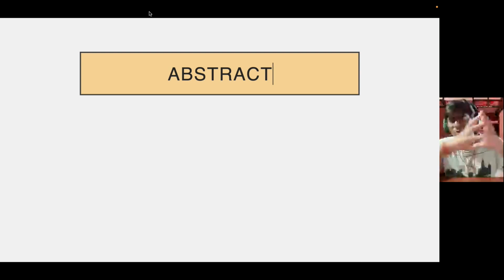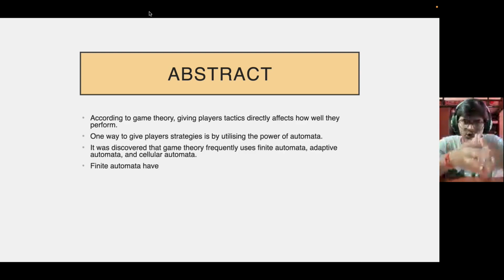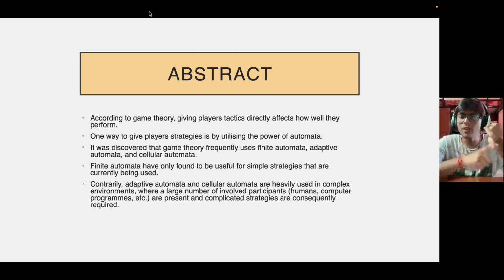So first we'll see the abstract. What are we going to learn about this? According to game theory, giving players tactics directly affects how well they perform, right? In game theory, we give the tactics to play, and it will affect how well they perform. One way to give players strategies is by utilizing the power of automata. So here we will use the power of automata to give the players strategies.